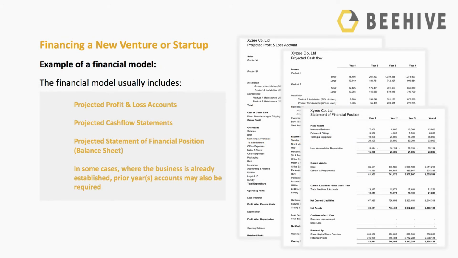Okay, so what does the financial model look like? Well, in our example on the right, we have the annualized figures over 4 years for our fictional business called XYZ Co. Limited. The model includes the profit and loss account, cash flow statement, and the statement of financial position, or sometimes as it's called the balance sheet. Let's quickly examine each of these financial documents in more detail.